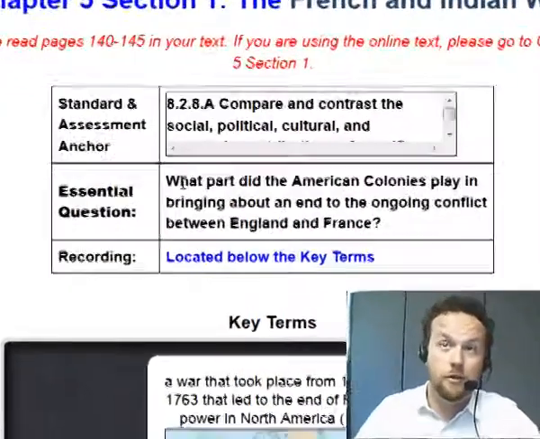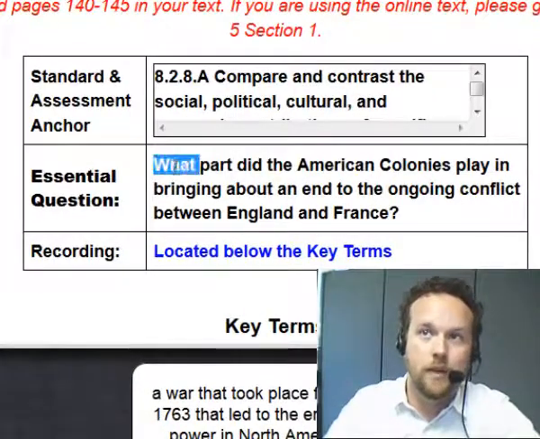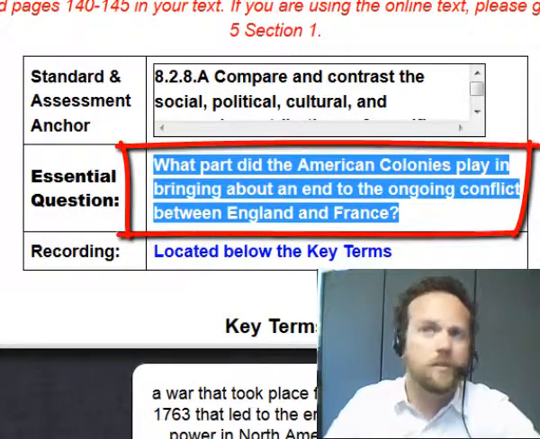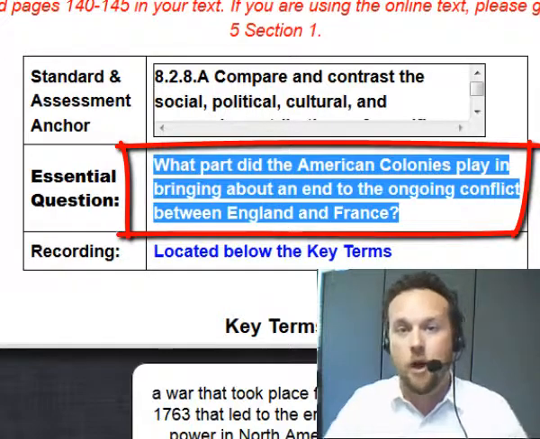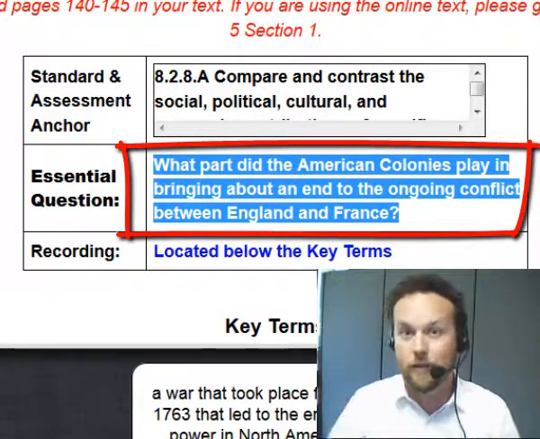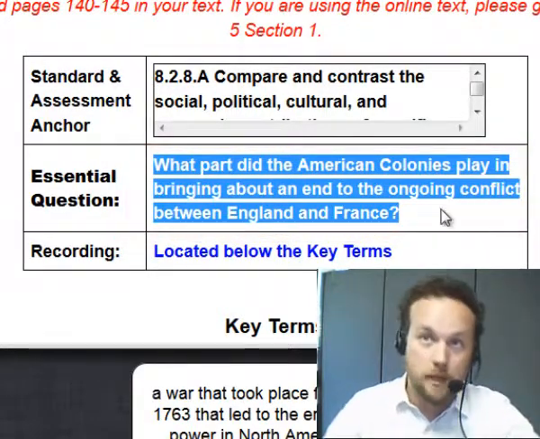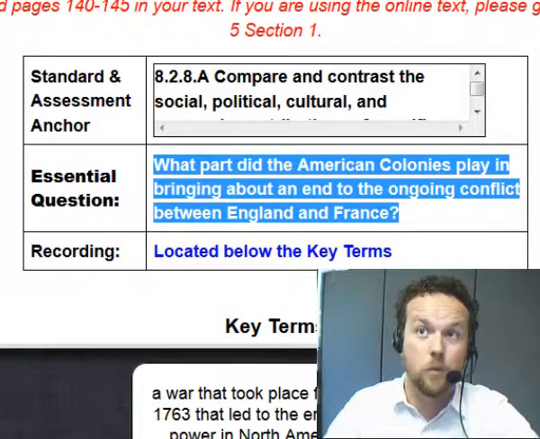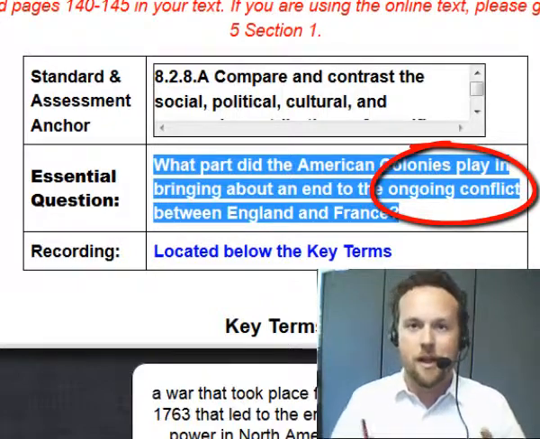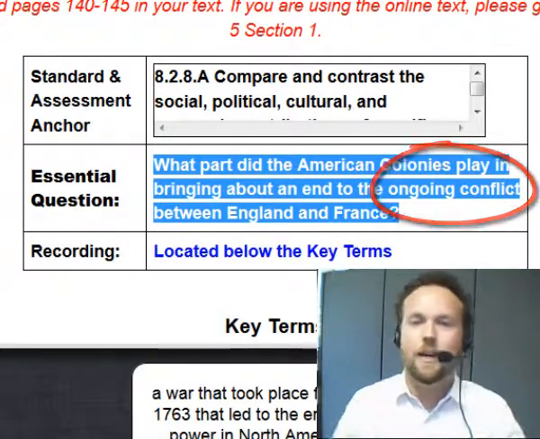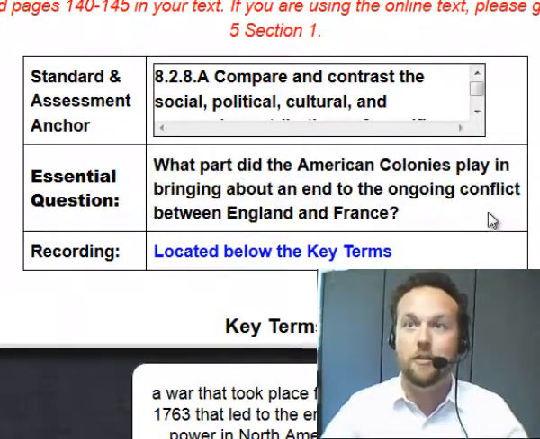First things first, our essential question for today is, what part did the American colonies play in bringing about an end to the ongoing conflict between England and France? Looking at some of the key words in that question, it mentions an ongoing conflict. The fighting between England and France had been going on for years and years, and so eventually it got to the colonies.